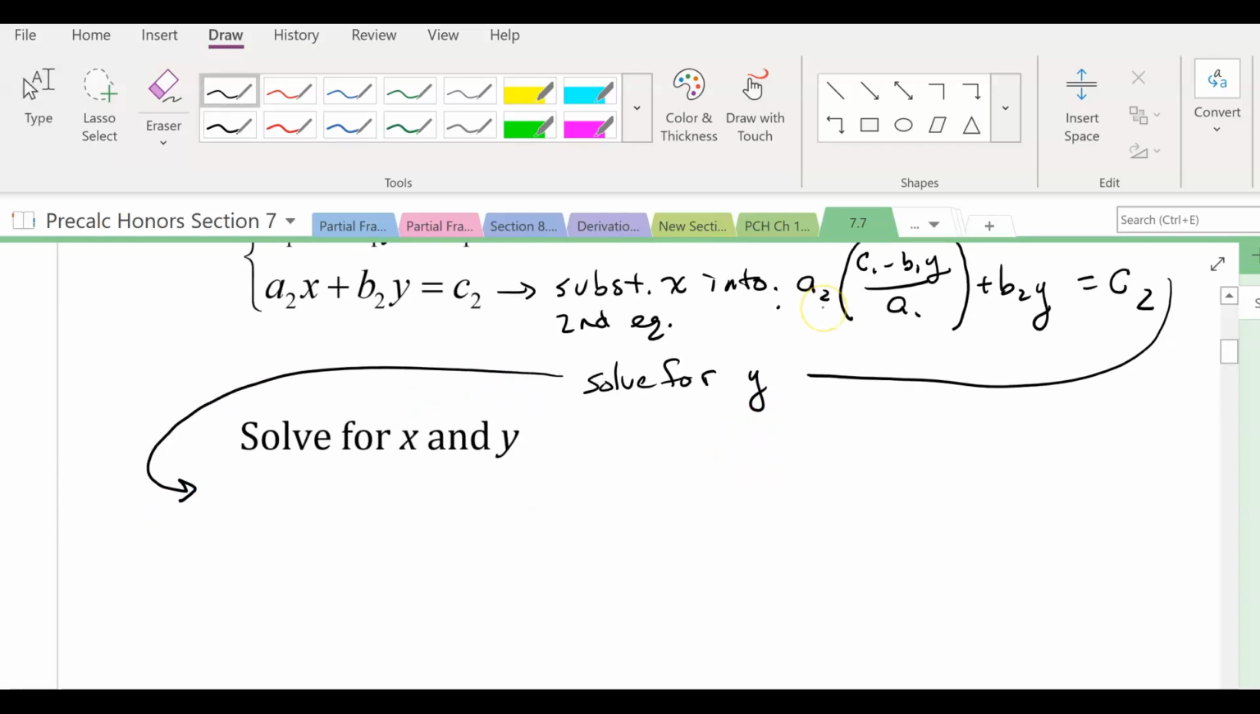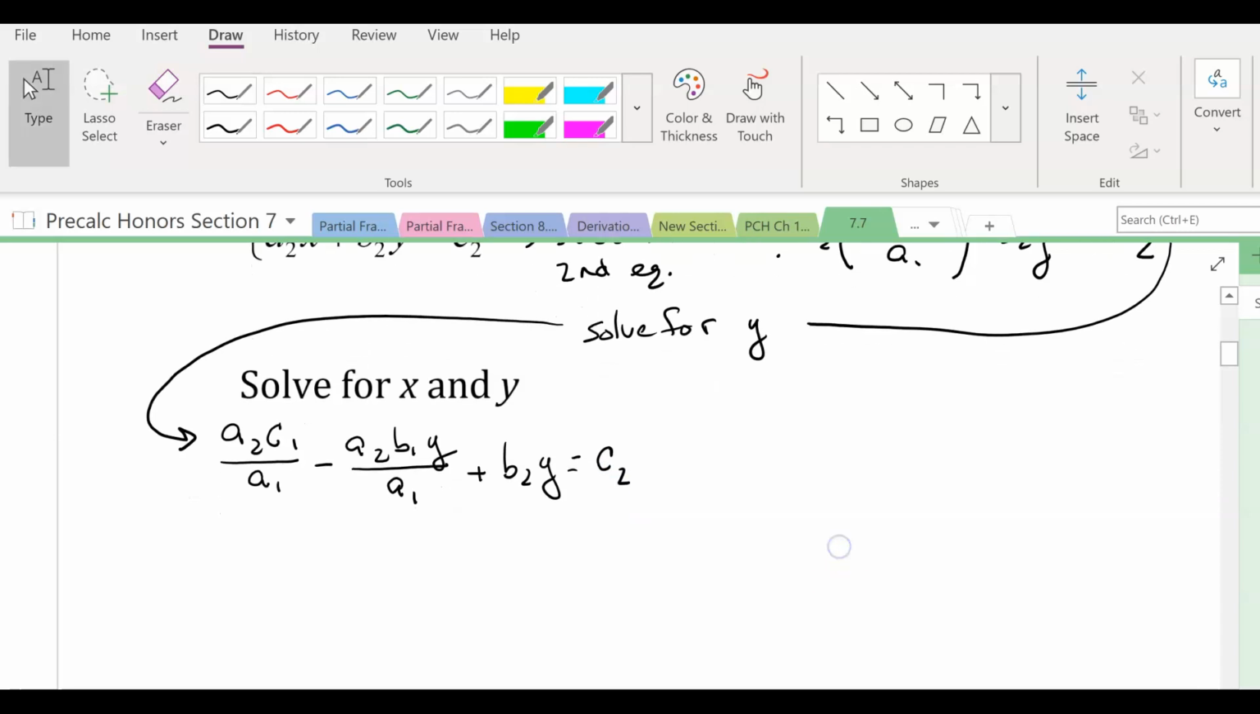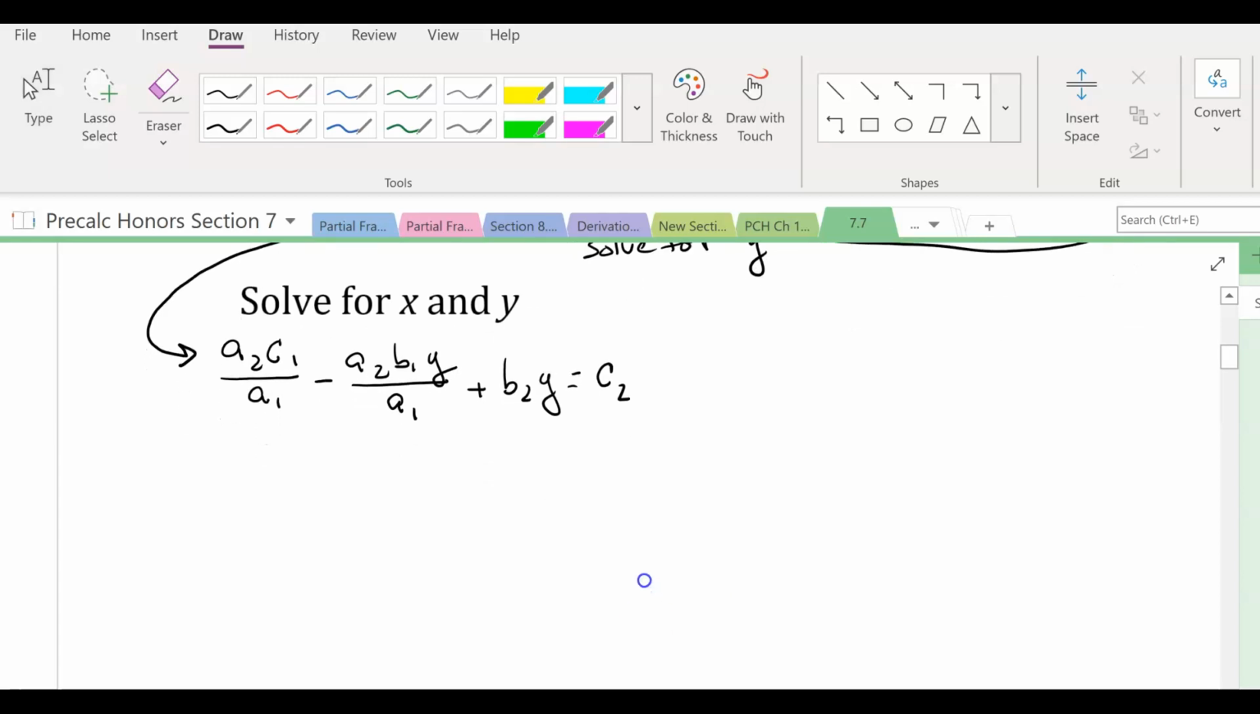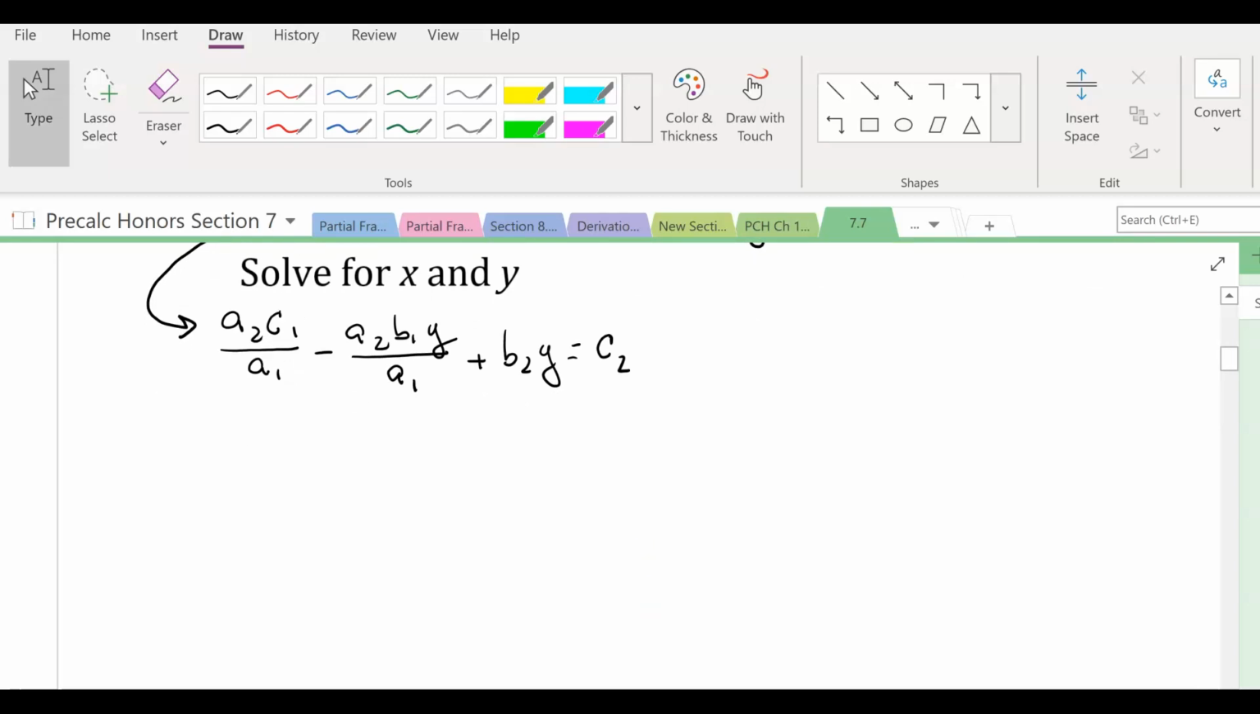So I'm going to distribute this a2. So I'm going to have a2c1. I'm also going to split this up into two fractions over a1, minus a2b1y over a sub 1, plus b2y equals c2. Alright, so I know this is going to be a long process here, and the point again is that eventually at the end we'll show where determinants come in when solving this linear system.